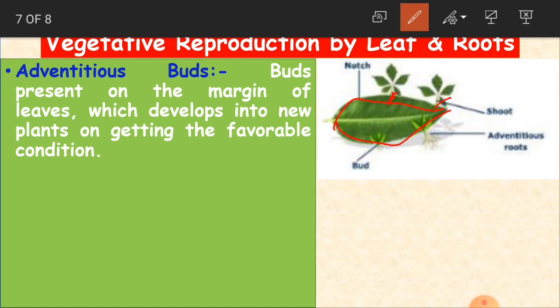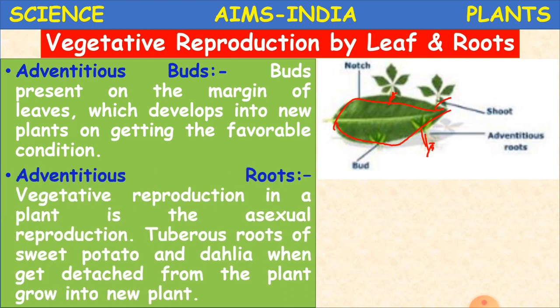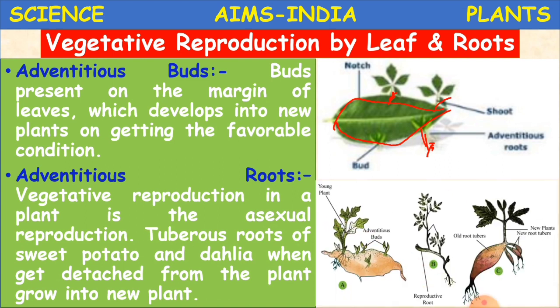See here, have you observed? And even here there are roots. These are called adventitious buds. Children, these types of plants also reproduce through their leaves. So this is how you also have adventitious roots. And vegetative reproduction in a plant is asexual reproduction.